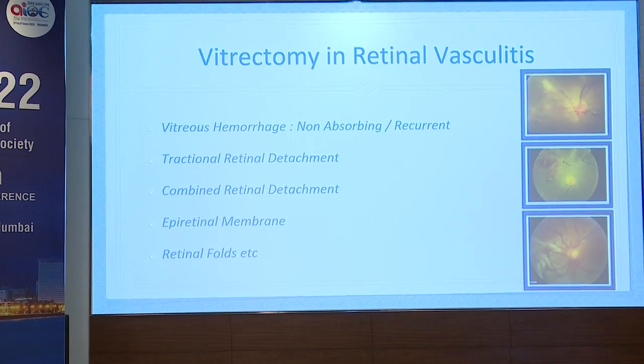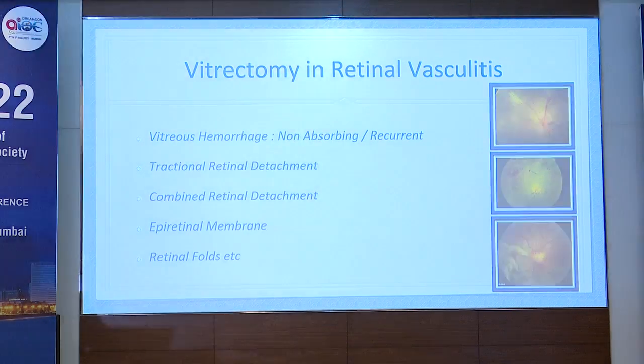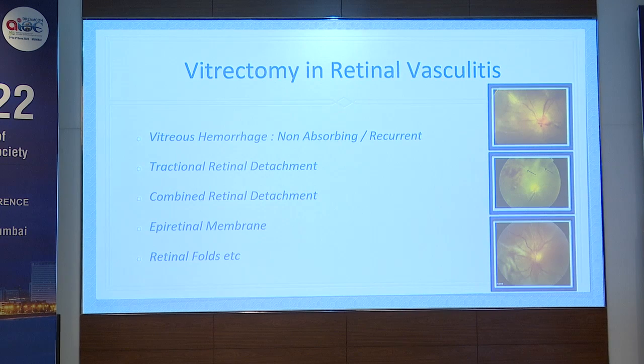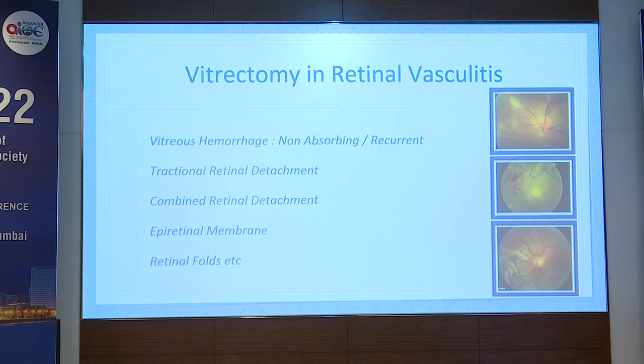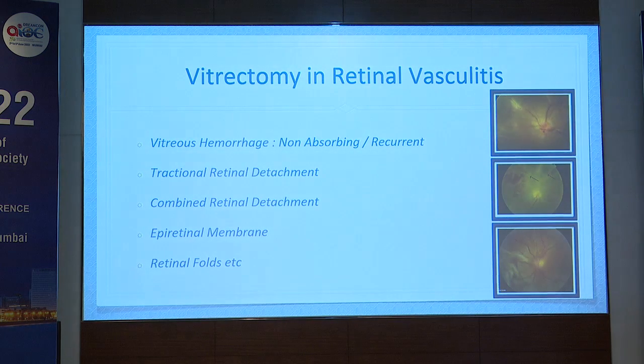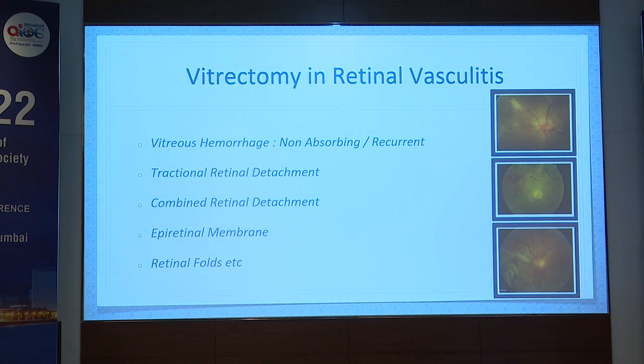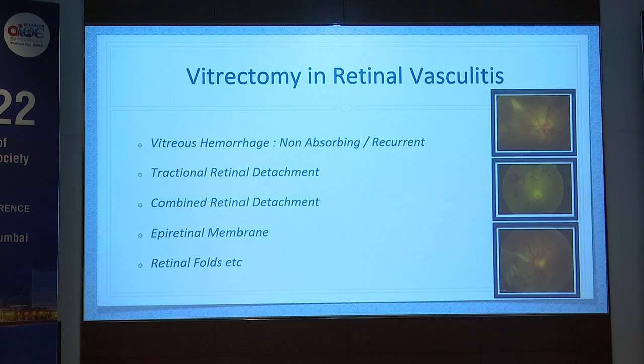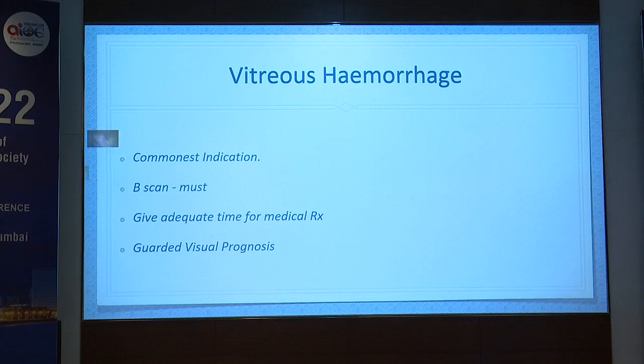The most common cause is a non-resolving vitreous hemorrhage that we have seen in cases with vitritis, which goes on for a much longer time. Of course, tractional retinal detachment, combined retinal detachment, epiretinal membrane, and retinal folds are the other indications for which you might be doing vitrectomy in case of retinal vasculitis.